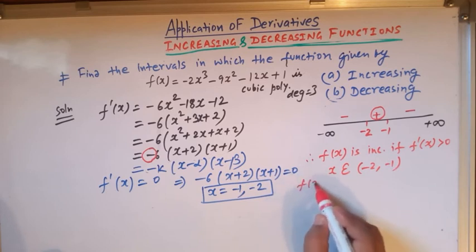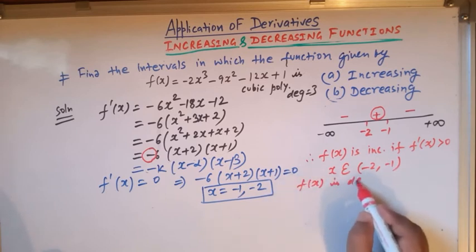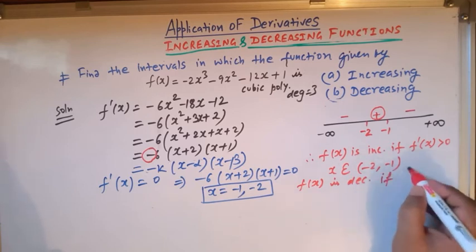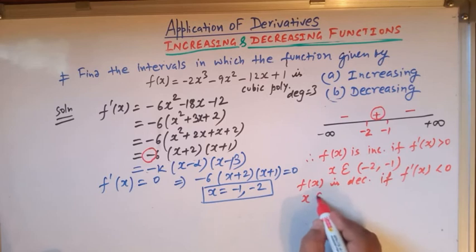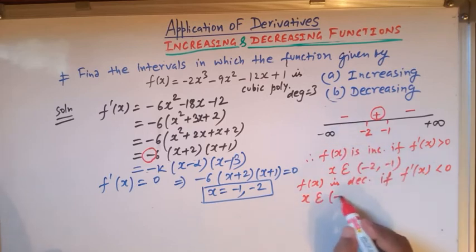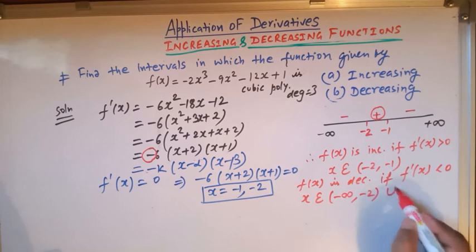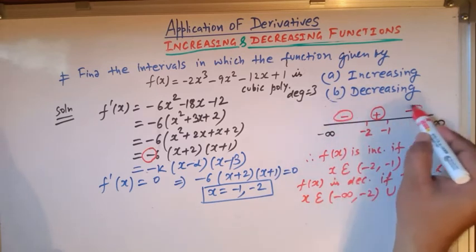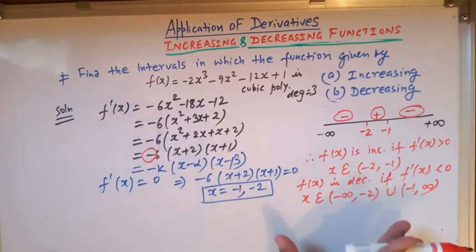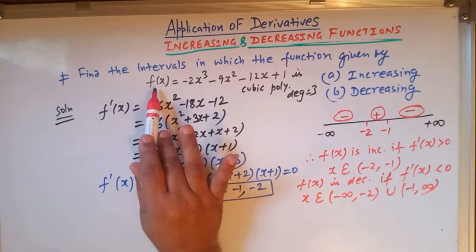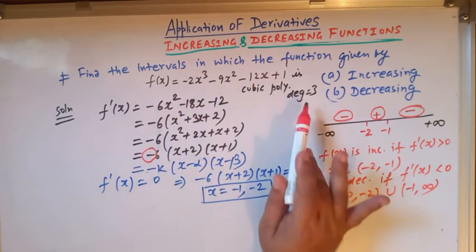and f(x) is said to be a decreasing function if f prime of x is less than 0, if the derivative is less than 0, and the interval is here -infinity to -2, and union, because here we have negative and here we have negative, and it is from -1 to infinity. Okay, so here's what we have discussed here. We have a polynomial f(x) which is a cubic polynomial, degree is 3.